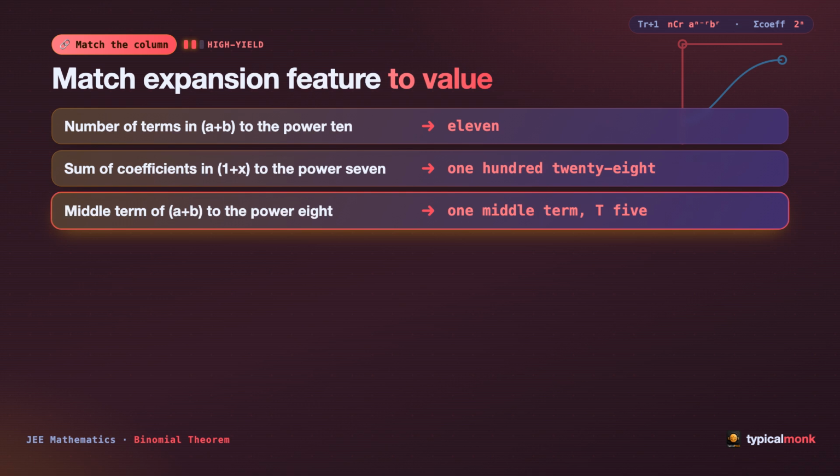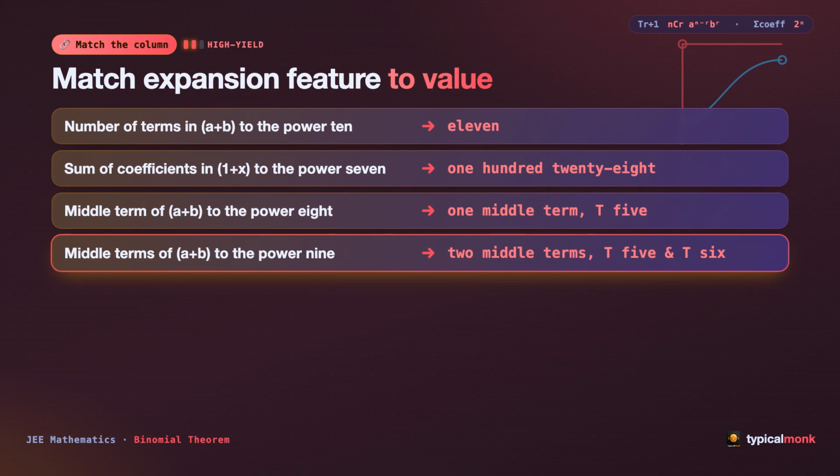The middle term of (a plus b) raised to the power 8: n is even, so there is exactly one middle term, T5. And the middle terms of (a plus b) raised to the power 9: n is odd, so there are 2 middle terms, T5 and T6, sharing the peak. If all 4 came to you before the reveal, the general term is becoming yours.